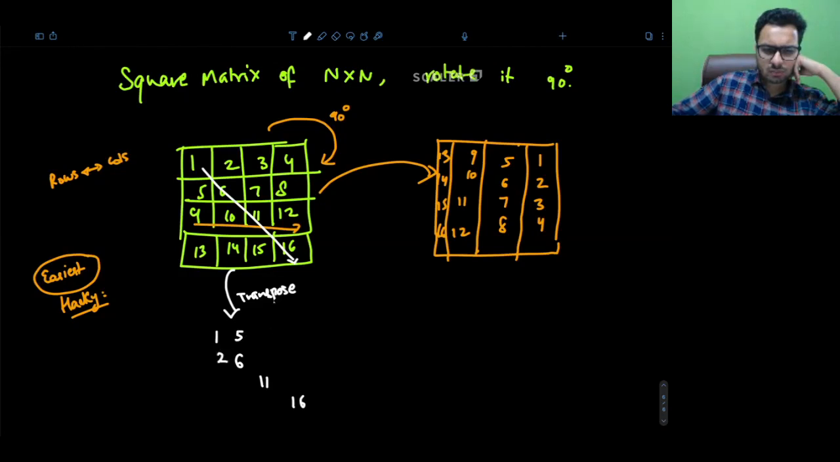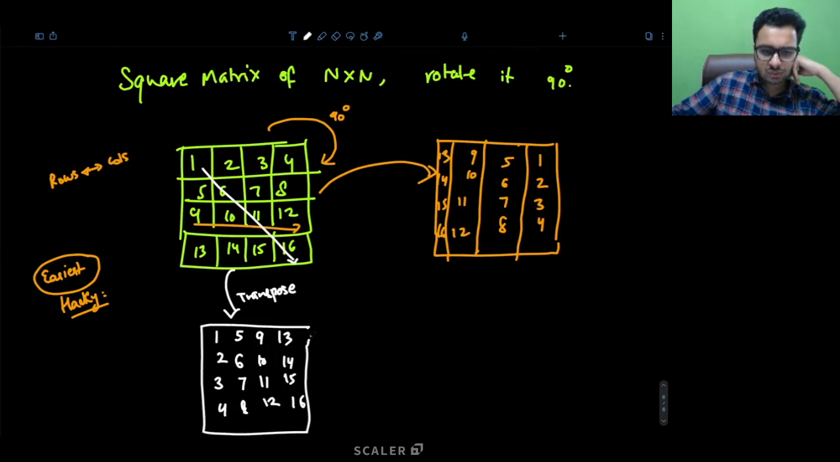5 and 2, 9 and 3, and 13 and 4, then 10 and 7, then 8 and 14, then 8 and 12 and 15. So 15 and 12. So this is what you get after the transpose.